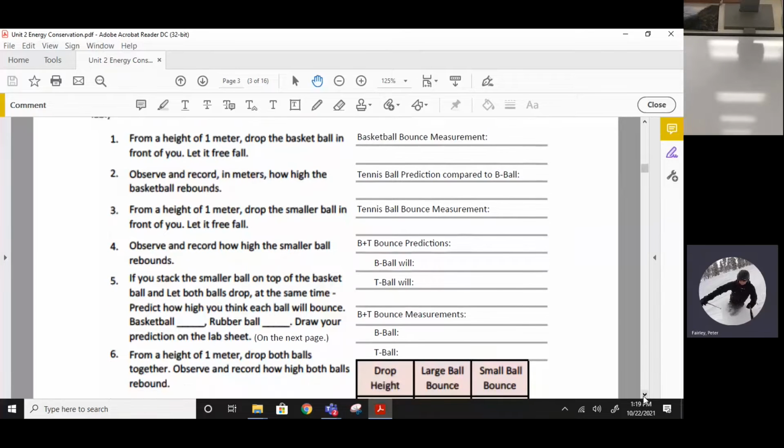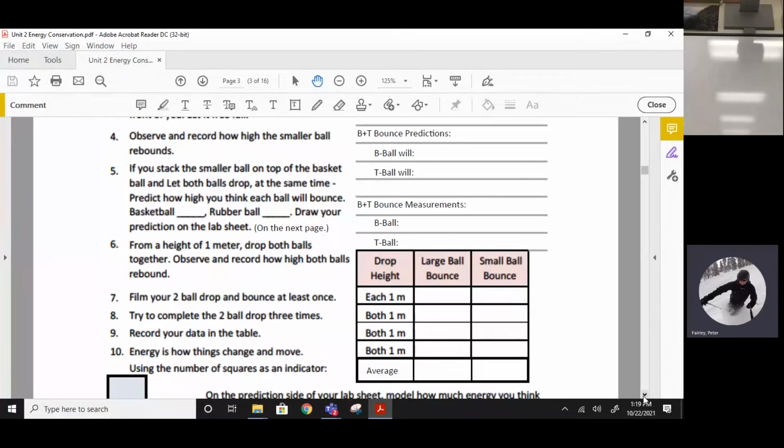Hopefully you already completed that part of the project up to where it says B plus T bounce measurements. What we're going to do right now is I'm basically just going to provide this data for you. Okay, this is what we did in the gym.